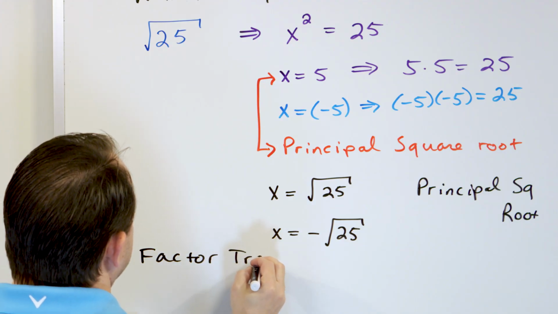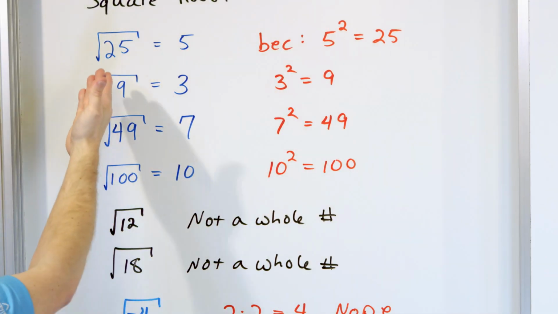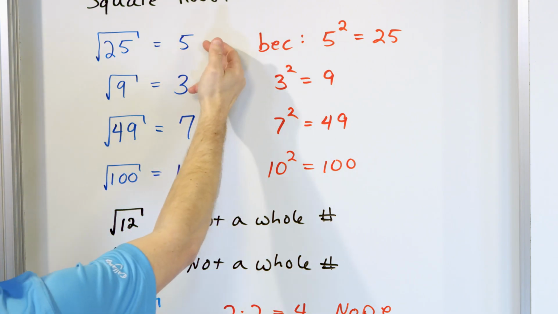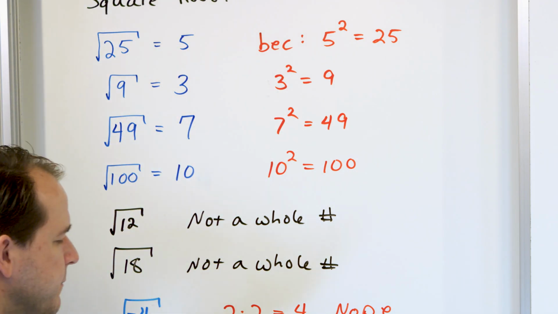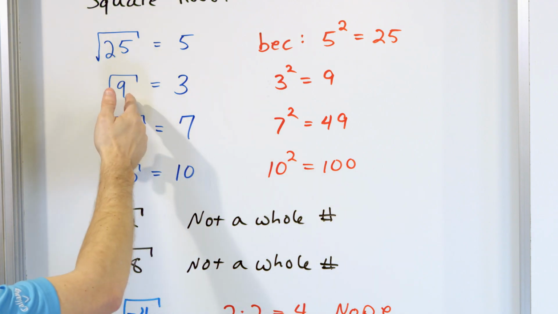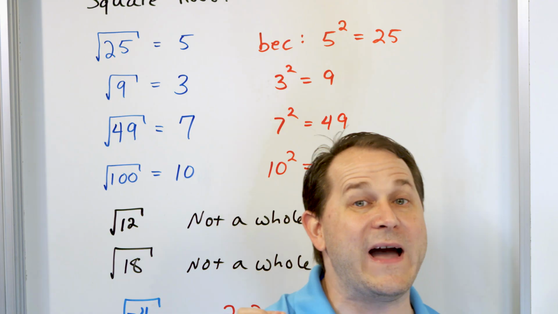Now in these cases over here, what I did is I said, what is the square root of 25? And we just guessed. We knew what the answer was because we know our multiplication tables, right? But what I want to do is go back and do some of these same ones again, but not using our multiplication tables. I want to show you what a factor tree is.